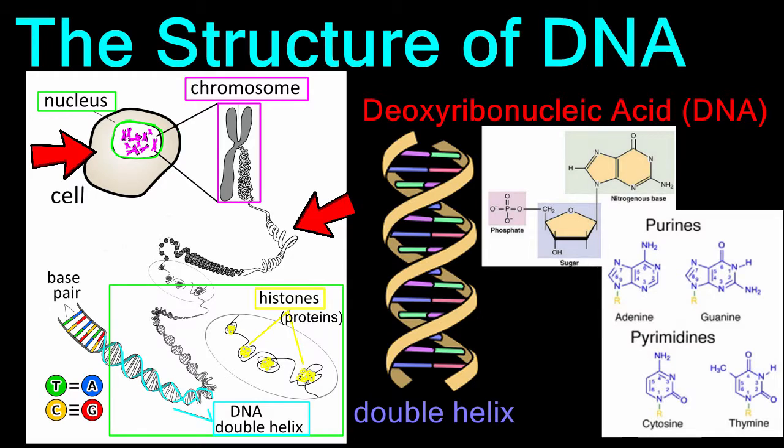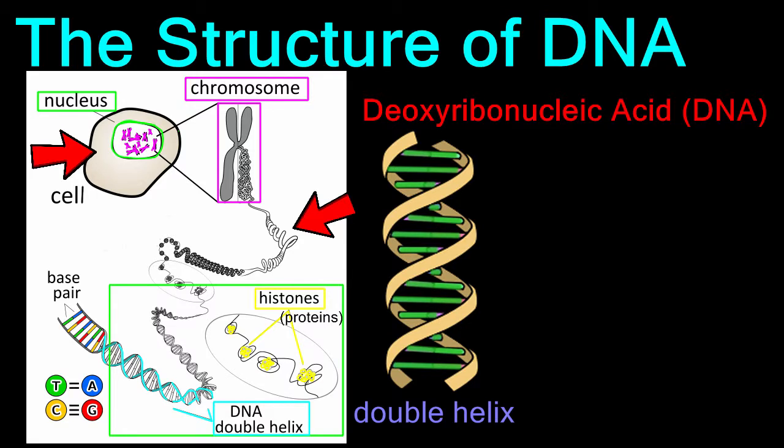There are 4 different nitrogenous bases that are found in the nucleotides of DNA: adenine, guanine, cytosine, and thymine. Adenine and guanine both have a double ring structure and are known as purines. Cytosine and thymine, meanwhile, have only a single ring and are called pyrimidines.